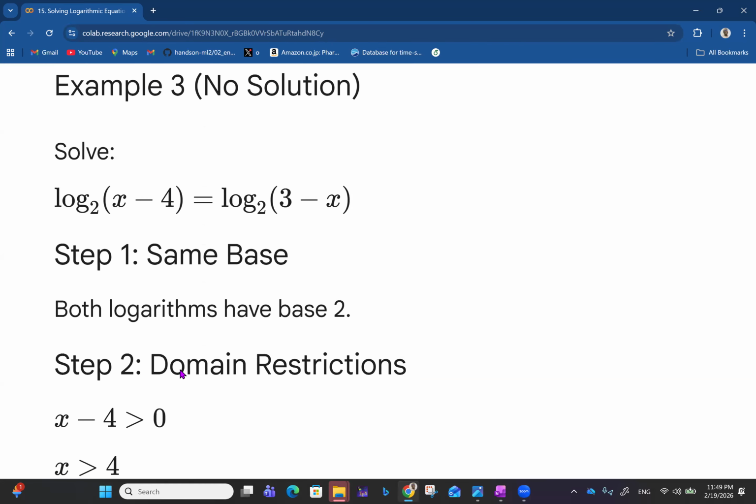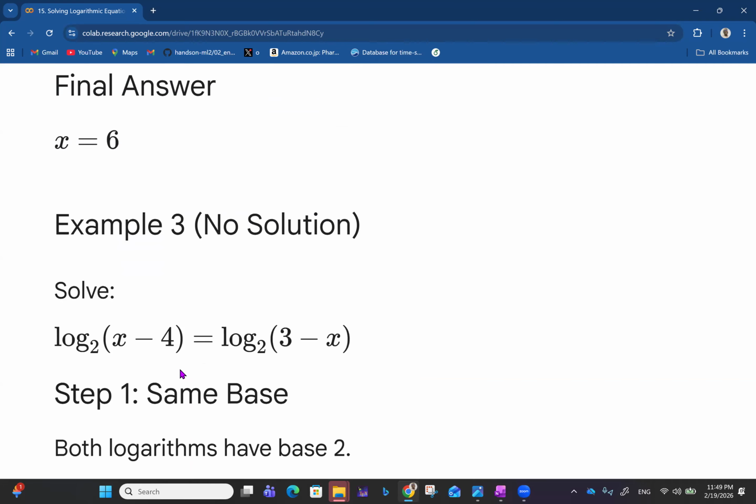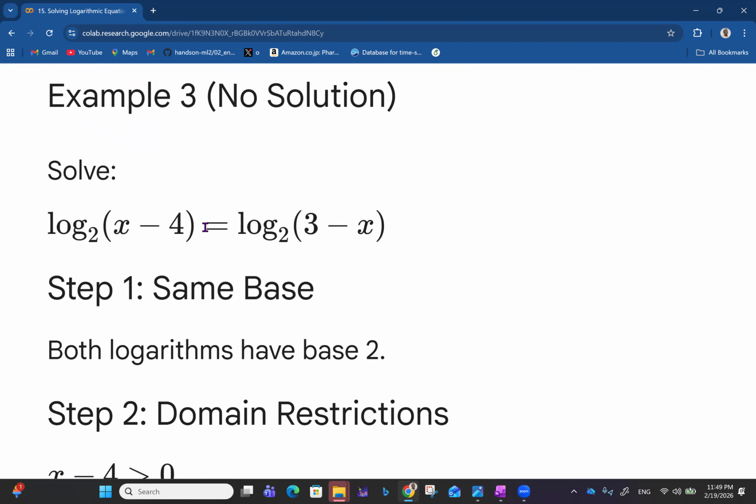So example 3 now. You can also have a case where there's no solution at all, as you're going to see in this new case. So here we want to solve example 3: log of x minus 4 to base 2 equals log of 3 minus x to base 2. They have the same base, so we may equate x minus 4 to 3 minus x, because both logarithms have base 2.